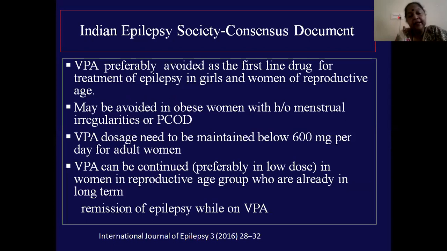So what does the Indian Epilepsy Society consensus document say that you should know? Valproic acid should preferably be avoided as a first-line drug for the treatment of epilepsy in girls and women of reproductive age. It may be avoided in obese women with a history of menstrual irregularities or PCOD, and the dosage should be maintained below 600 milligrams for an adult woman. It can be continued in low dose in women of reproductive age who are already in long-term remission of epilepsy while on valproic acid.